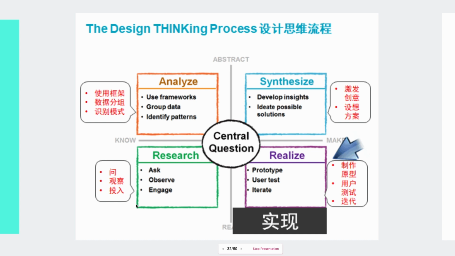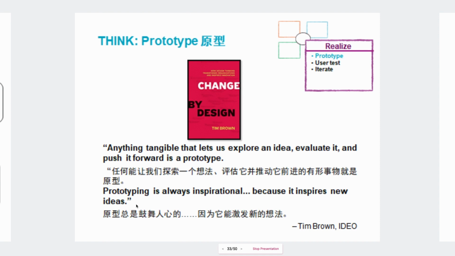Realize is very important. We do the prototype, we do the user and function tests, and we iterate. Here there's one book by Tim Brown, one of the IDEO founders, called Change by Design. He said, anything tangible that lets us explore an idea, evaluate it, and push it forward is a prototype. Prototyping is always inspiring because it inspires new ideas.